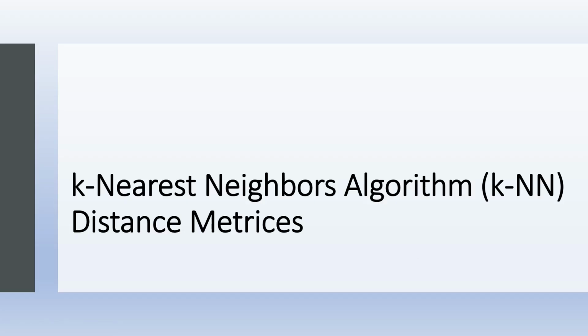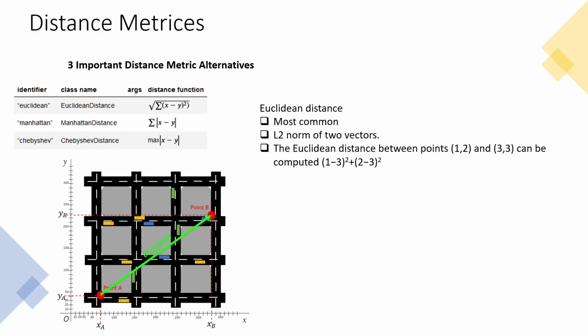So let's talk about the distance metric. If you remember from the Python example, we assigned Euclidean distance as the distance metric. So what else can we assign, basically? What other metrics do we have? We will be talking about three important distance metrics today. The first one is Euclidean distance, then we will talk about Manhattan distance, and then Chebyshev distance.